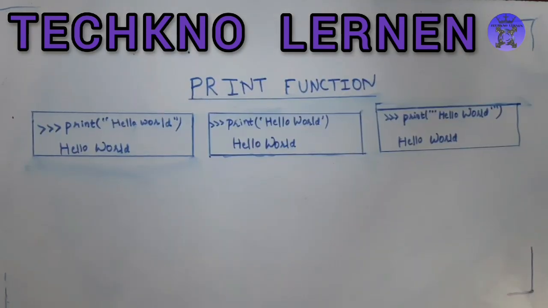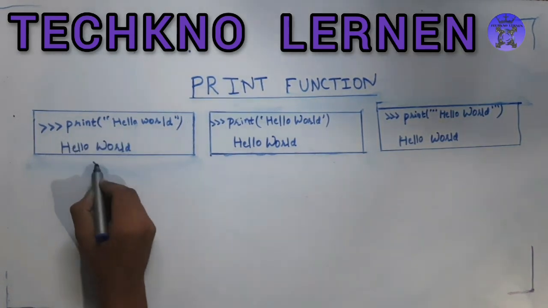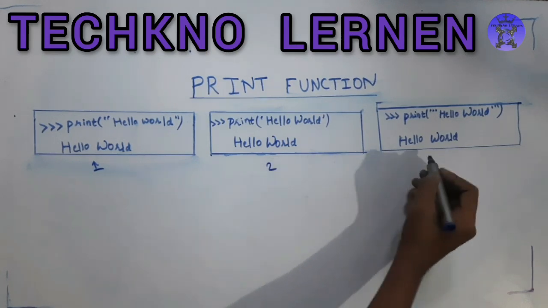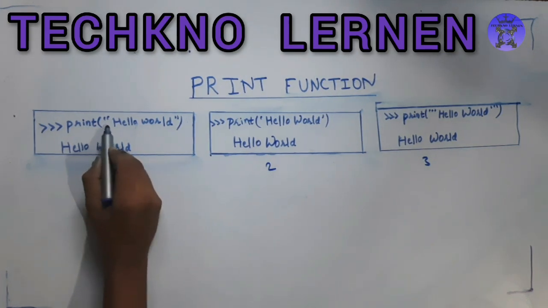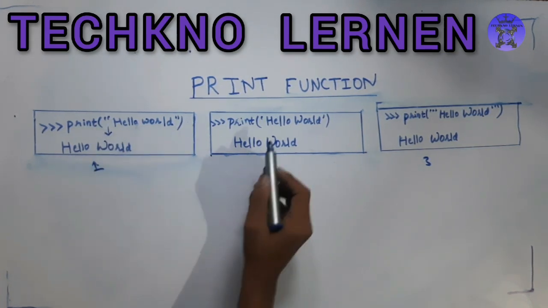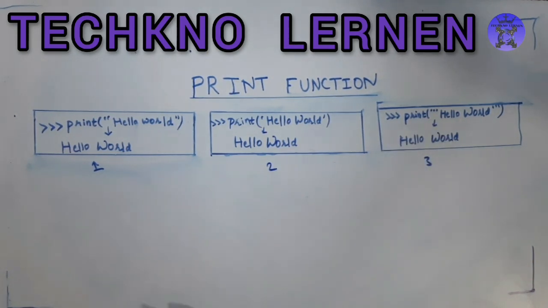So friends, here you can see that there are three print functions written here, 1, 2 and 3. Here you can see that there are differences in all those three. Here there is a double inverted comma, here is a single inverted comma, and here is a triple single inverted comma. All have slight differences, but each has its great use.